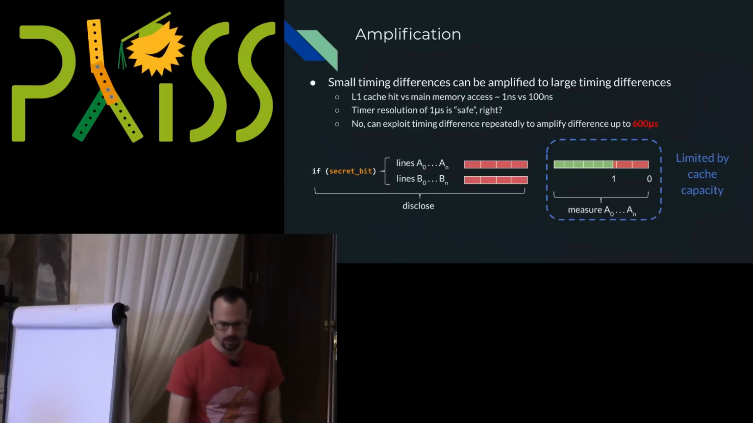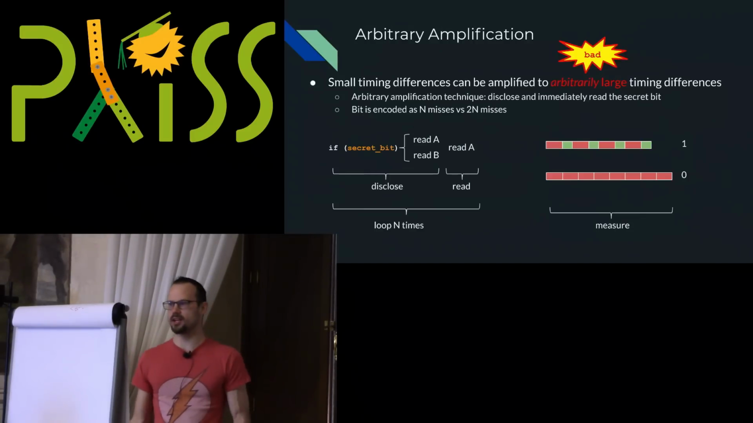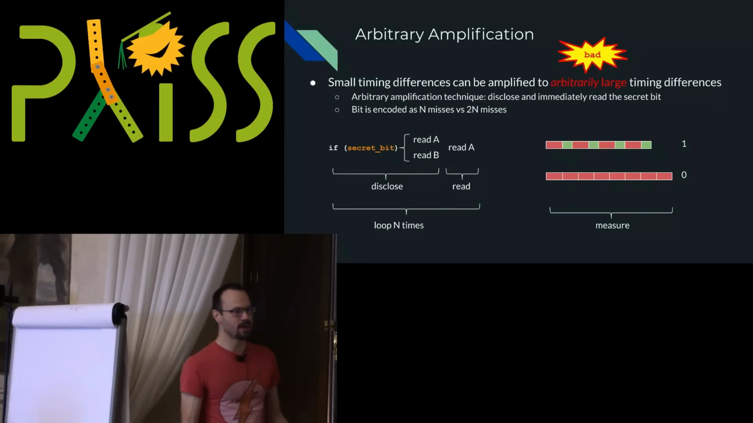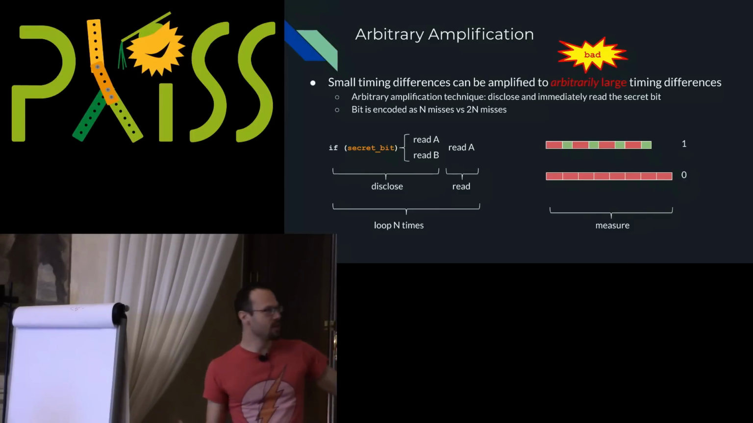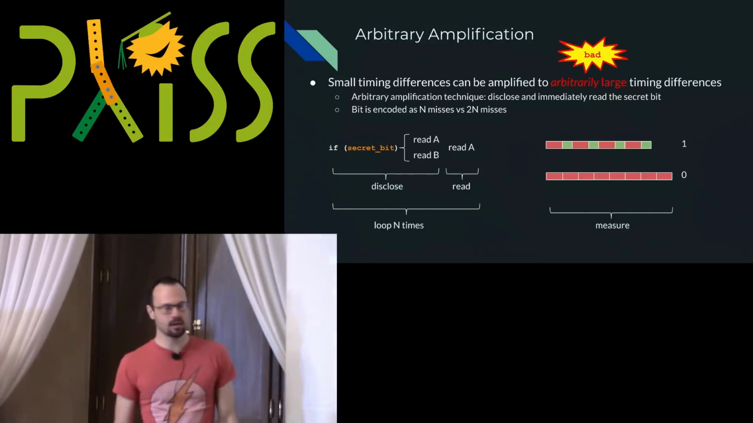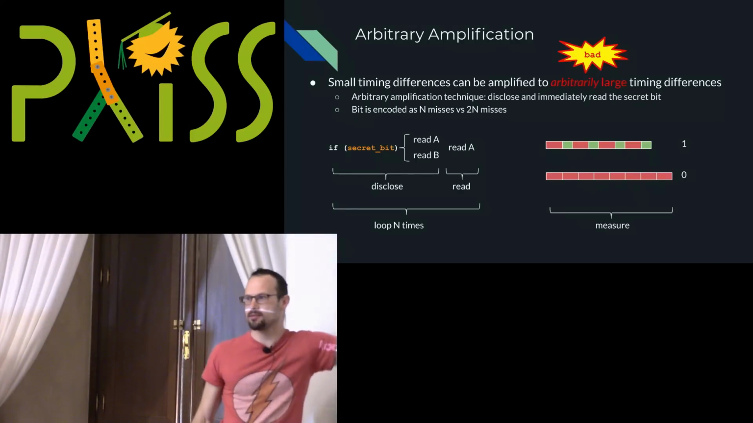Okay, so it's not just that we can fill up the entire cache with lines of A or B, we can actually do better to get arbitrary amplification. Imagine this, same kind of situation. Suppose that we can read the secret bit multiple different times. Depending on the secret bit, we will either read A or B in speculation. So this part happens in speculation, and this part happens outside of speculation.